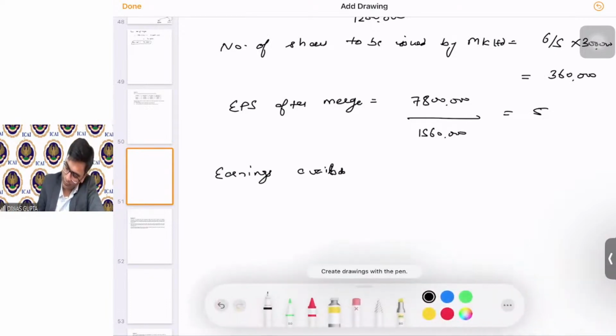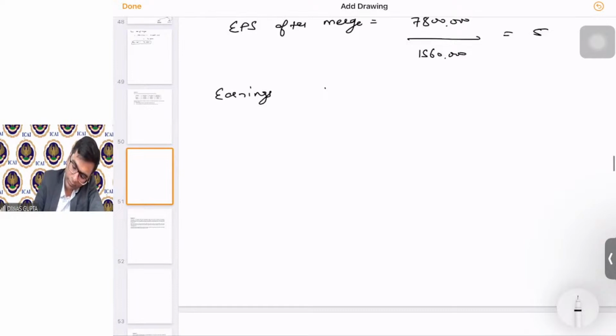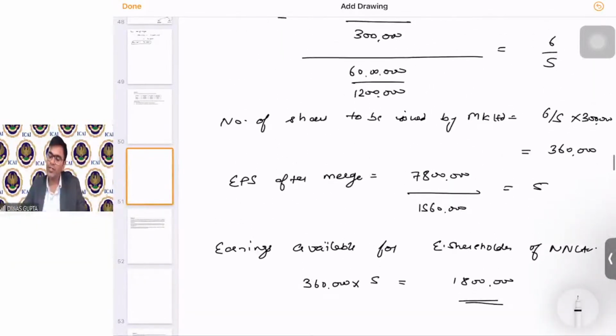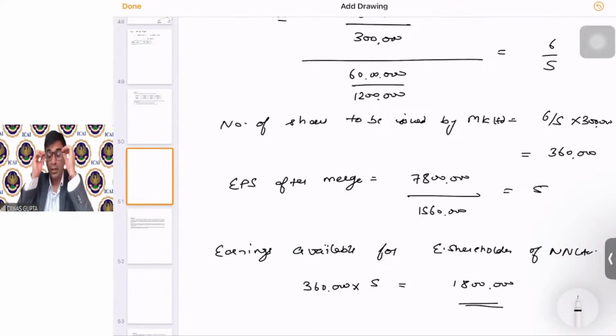Now, what is the earnings available for equity shareholder of NN Limited? 3,60,000 is the number of shares that they are holding, and 5 rupees is what they are having as EPS after merger. So that becomes 18 lakhs again. So they are able to get back 18 lakh rupees as the amount. Okay. So in a way, they are not suffering any loss. If the exchange is basis the EPS, they are not suffering any loss because pre-merger also their earnings that they were getting was 18 lakhs. Post-merger also they are getting 18 lakh, students. Okay.